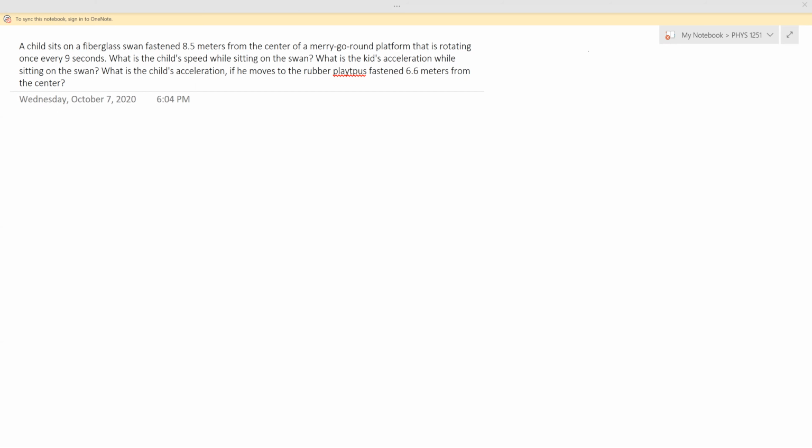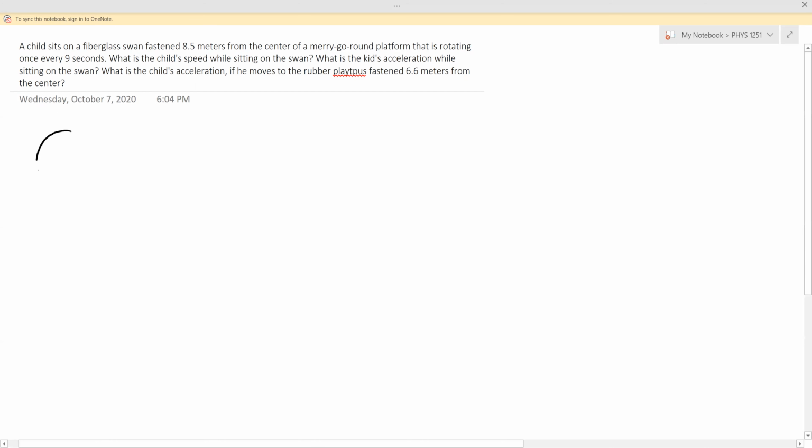So to start off, I'm going to draw a picture of what this will look like. And so we have a circle for the merry-go-round, and to begin, R is equal to 8.5 meters because that is how far from the center the kid is sitting. So for the first question, we need to find the child's speed while sitting on the swan.